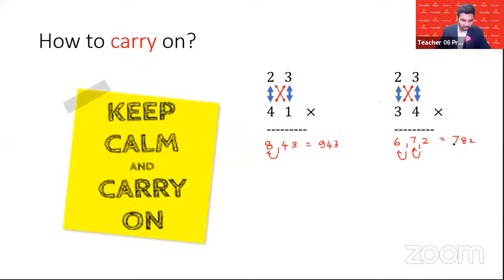Somebody has written 792. Kindly check that. The answer is 782. Okay. So let us do two more of this kind. 33 times 44 this time. What is 33 times 44?